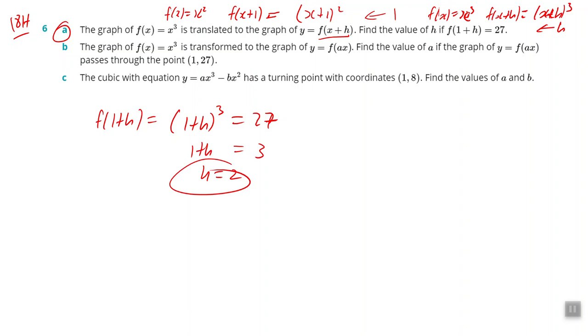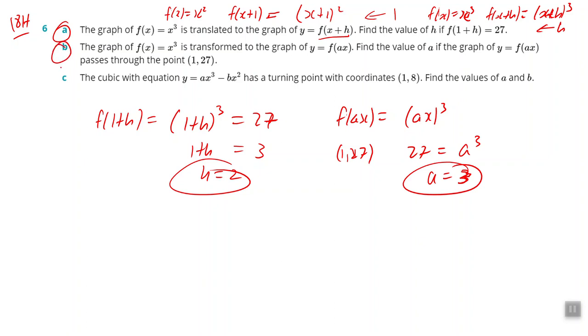Part B, the graph of f(x) = x³ is transformed to f(ax), so find the value of a, of the graph f(ax), if it passes through the point (1, 27). So f(ax) is given by, instead of x, we have (ax)³, okay, and we know the graph passes through (1, 27), so you sub in 27 into f(x), and you sub in 1 in place of x, so there'll be a cubed. So a must be 3. Okay, so we've done that.